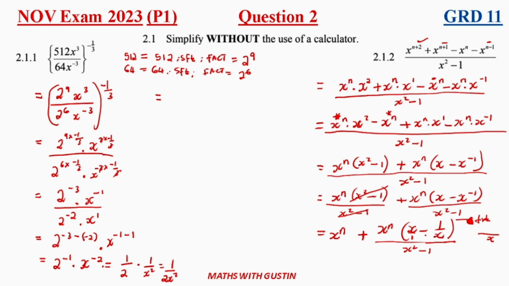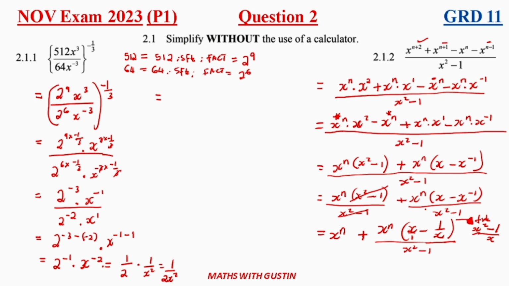Therefore x goes how many times? 1 goes how many times here? It goes x. Therefore you're going to say x times x is going to give us x squared, minus x goes how many times? 1. 1 times 1 is going to give us 1. So this is how we have simplified this fraction right here.